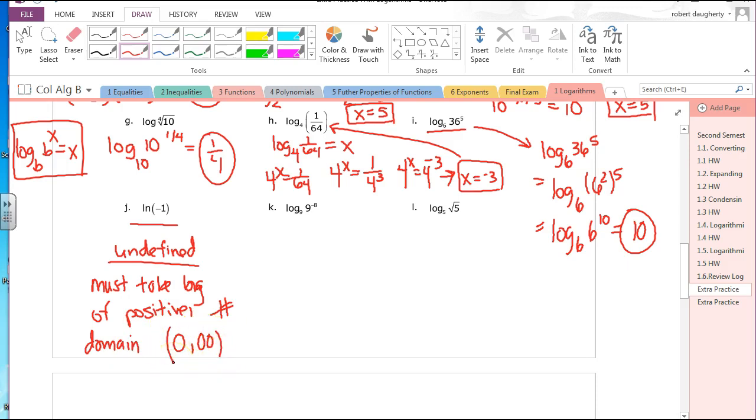Log base 9 of 9 to the negative 8. Don't waste much time on this one. Log base 9 of 9 to the negative 8 is negative 8.